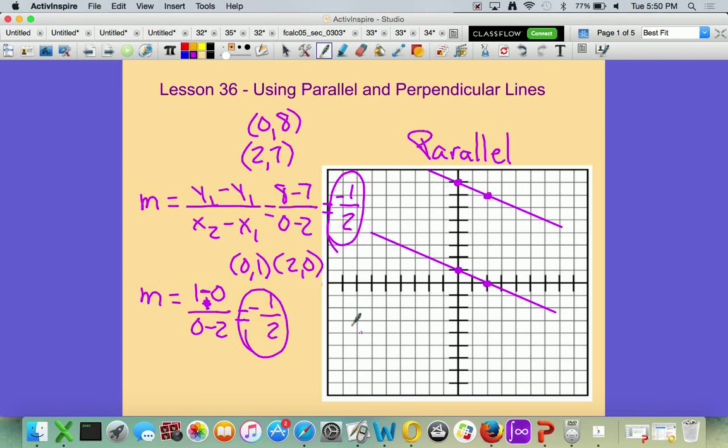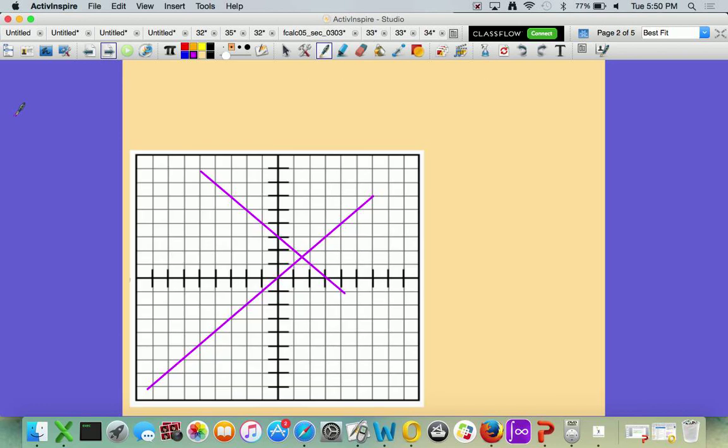Alright, and that's the process that you're going to go through. You have to find that the slopes are the same every single time for parallel lines. Okay, for these, we need to figure out, well, they're obviously not parallel because they cross at one point. Okay, but are they perpendicular? We have to do the exact same thing. We got to figure out what the slope is.